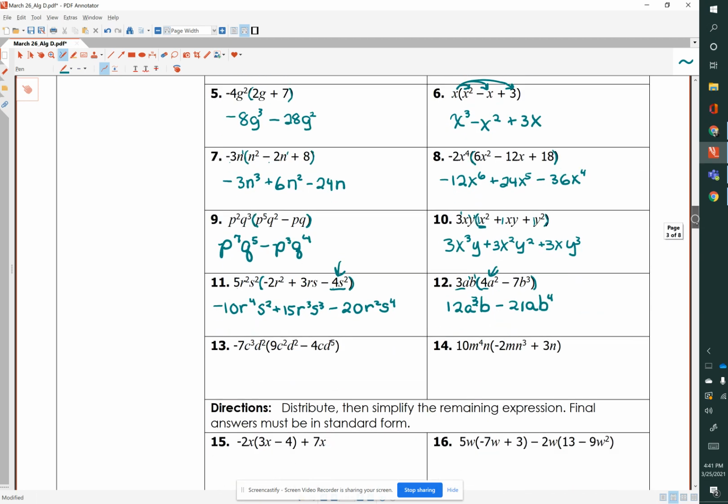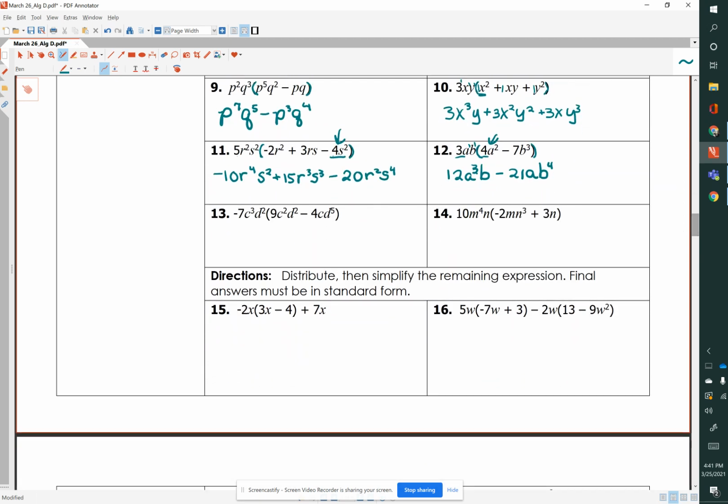Let's move the paper up a little bit so we can see what we're doing. All right, let's look at number 13. Negative 7c to the third d to the second multiplied by the quantity of 9c to the second d to the second minus 4c d to the fifth. So we've got an invisible 1 exponent here and a lot going on.